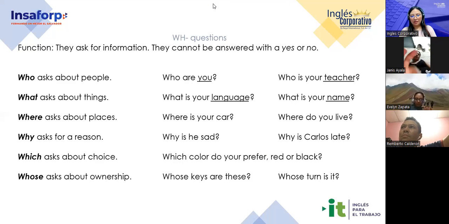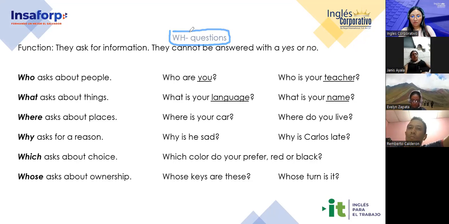Ya anteriormente veíamos las WH questions, but we weren't given the definition. Tal vez aún no dábamos la definición, ¿sí? Y es bueno que tengamos por escrito a qué hace referencia cada una de las WH questions. Listen, there are five most used WH questions. Existen cinco que se usan más. Pero en realidad hay una lista grande, alrededor de 9 WH questions or WH words.